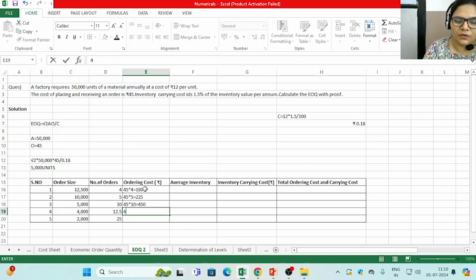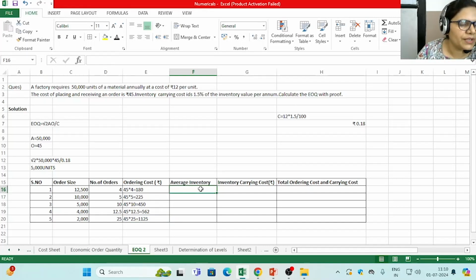Next is 45 multiplied by 12.5 will give you approximately 562 ordering cost. Next is 45 multiplied by 25 will give you 1125 ordering cost. Next is average inventory. Average inventory we always calculate by order size divided by 2. Order size is 12,500 divided by 2 will give you the value of 6250.